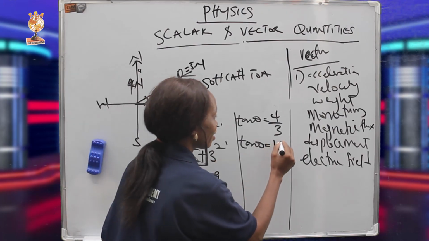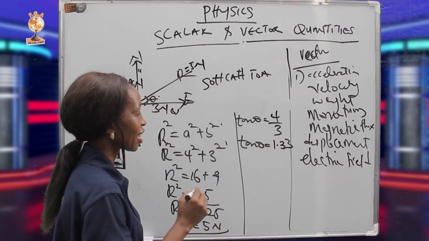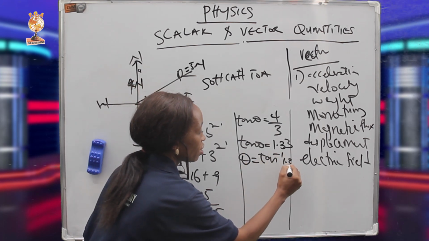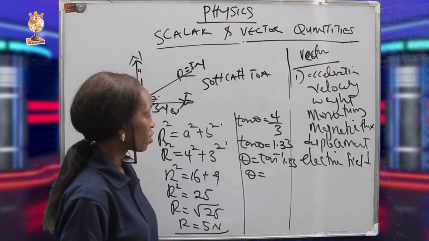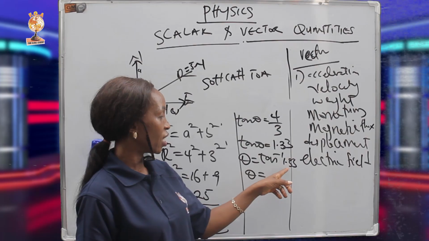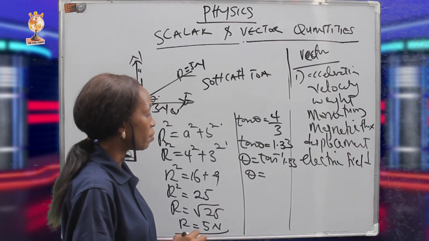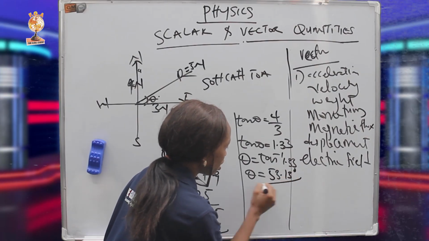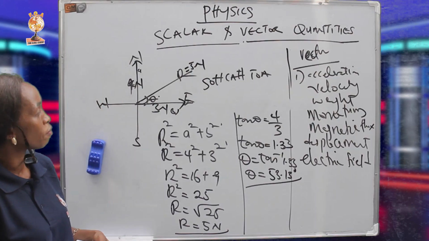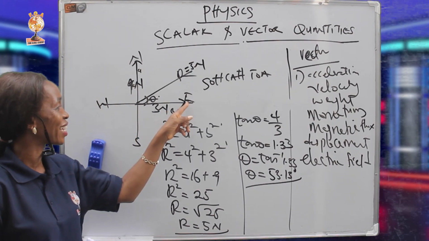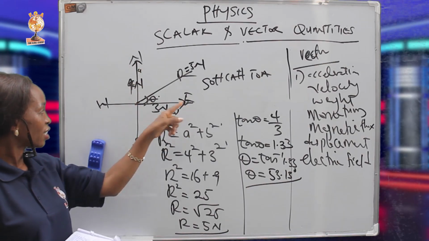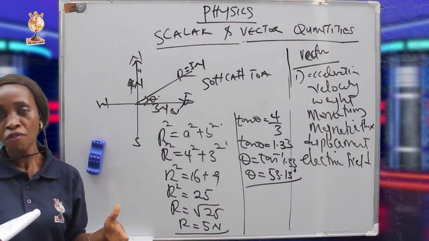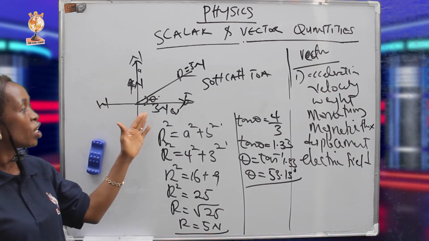1.33. So theta becomes the tan inverse of 1.33, which is 53.13 degrees. So the angle it makes is about 53 degrees. Remember, the whole of this one is 90 degrees, so exactly half of it is 45 degrees, but we don't know whether it's exactly 45 or above 45, but it's within the range of 90 degrees.